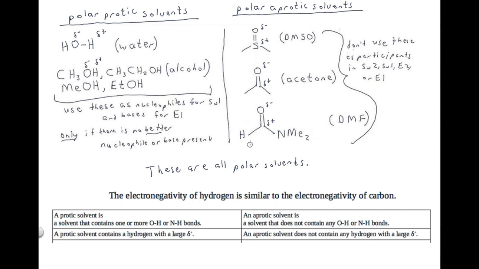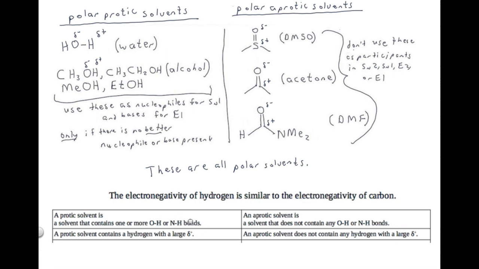Remember that these molecules do have a lot of hydrogens, but none of them have large delta positives, right? For example, this hydrogen is bonded to a carbon. Well, remember that the electronegativity of hydrogen is similar to the electronegativity of carbon. So there's no reason for there to be a large delta charge on either this hydrogen or this carbon. All the hidden hydrogens here are also bonded to carbons, so there's no reason for there to be a large delta positive on any of the hidden hydrogens, because those hydrogens all are similar in electronegativity to the carbons that they're bound to.